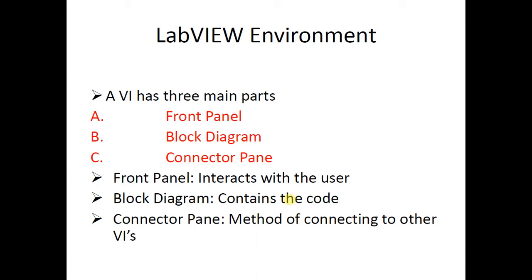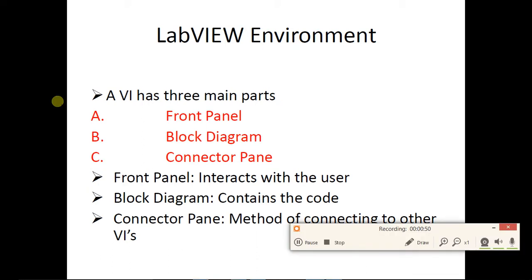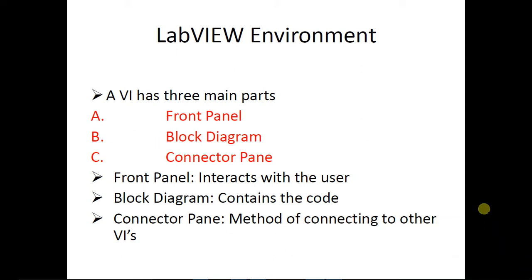Now the block diagram. The block diagram, or we can also say the back panel, contains the graphical source code, means all of the objects placed on the front panel will appear on the back panel as terminals, means whatever operations we are doing in our VI, we will do in the block diagram. We can't see those operations on the front panel, so the user can't see the operations which are happening in that VI.